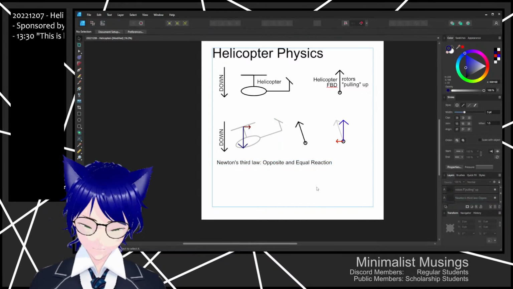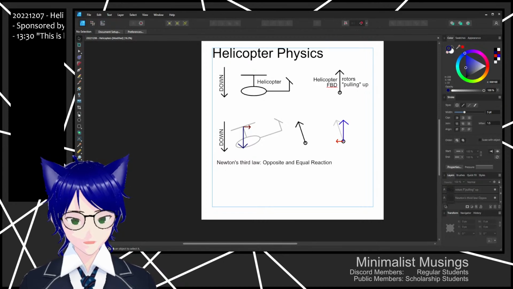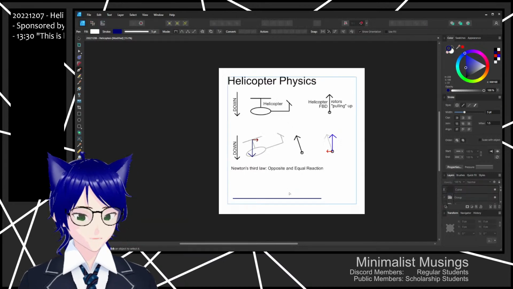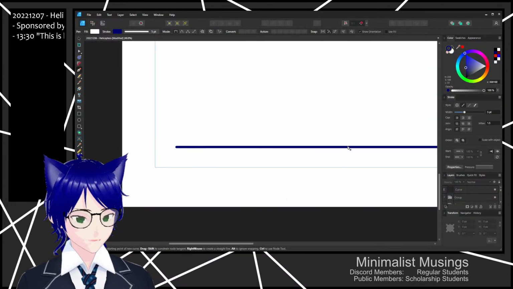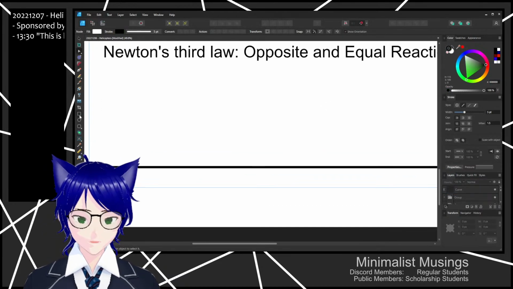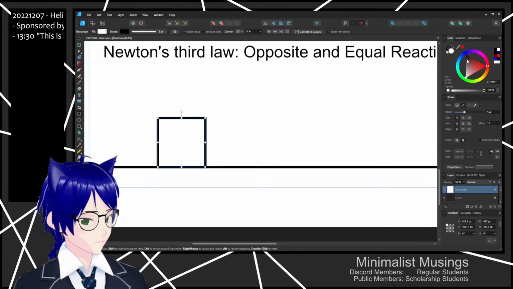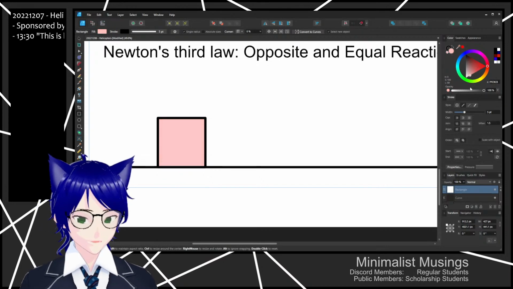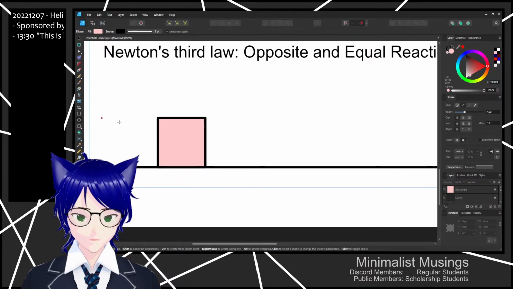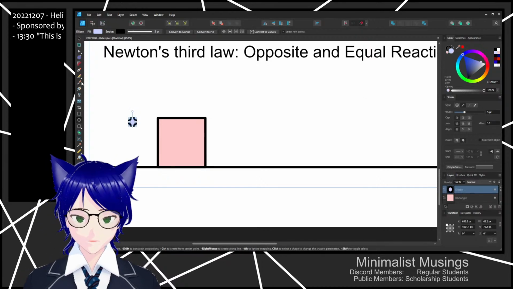So let's talk about Newton's third law. Let me see how best I can describe it. So let me just draw this. It'll be the ground, and then we'll put a box on the ground. Let's make this box a nice pale pink. And then let's draw Muses, okay? Let's draw Muses. I don't want to be pink. Can it be blue? Fantastic.